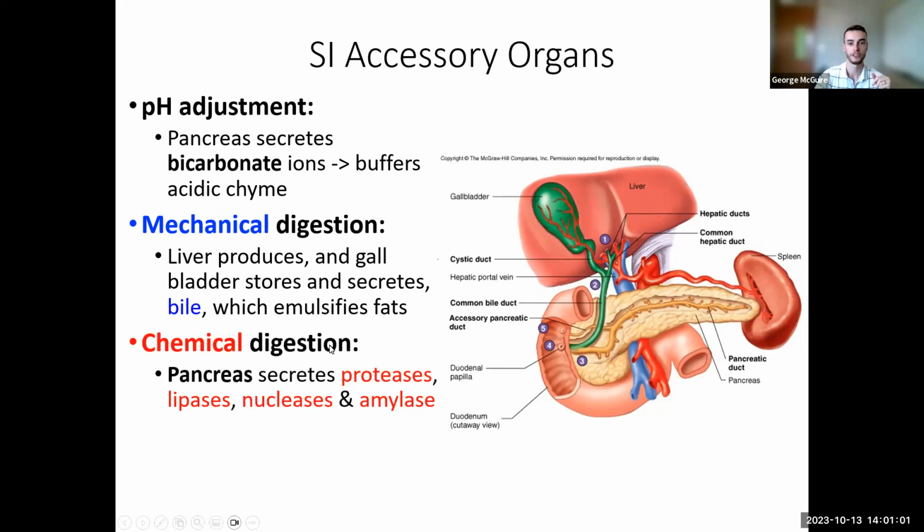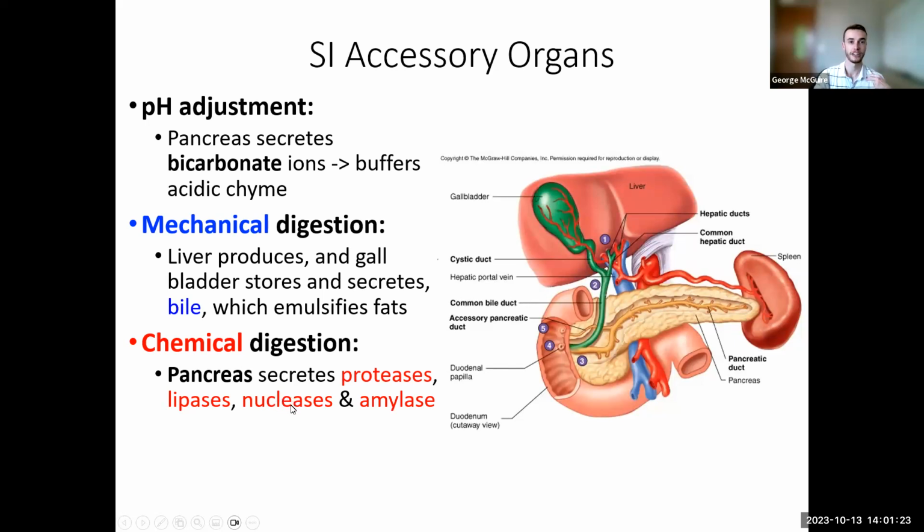And then a large amount of chemical digestion is occurring. The pancreas is secreting enzymes for all of our major molecules that we'll be ingesting. So we have our macronutrients being digested by proteases for proteins, lipases for lipids, and amylases for carbohydrates.